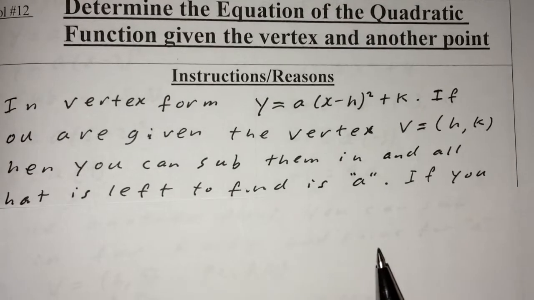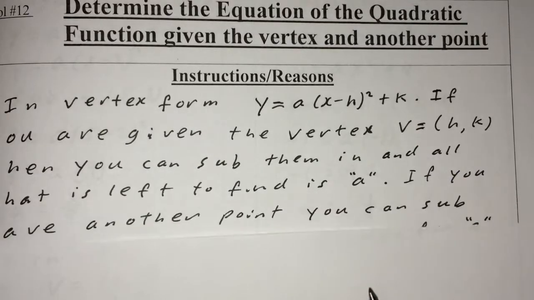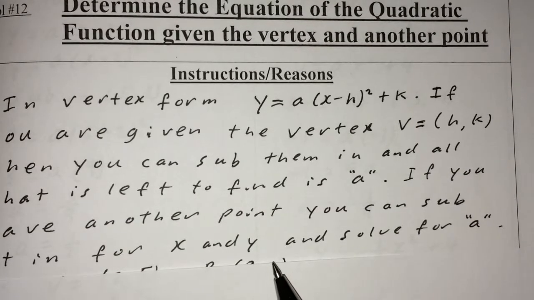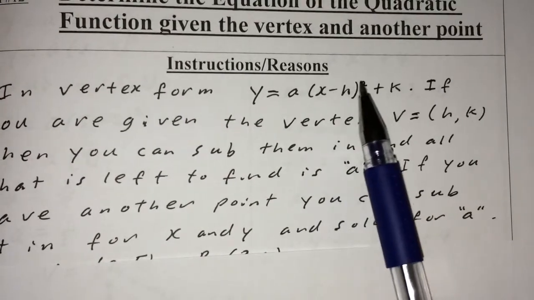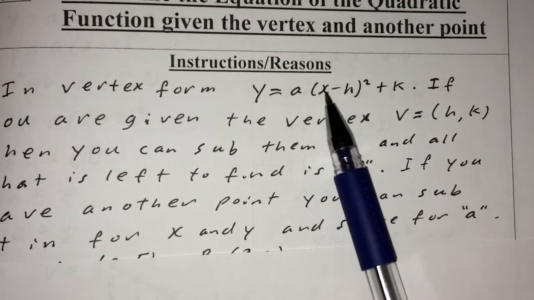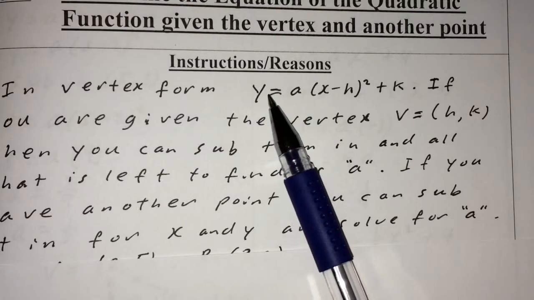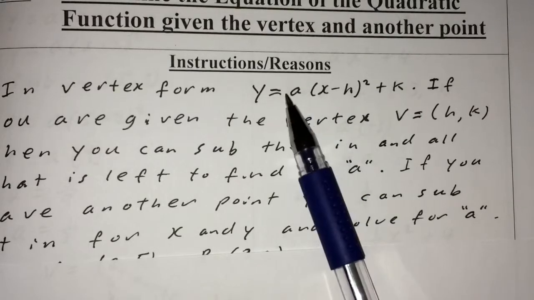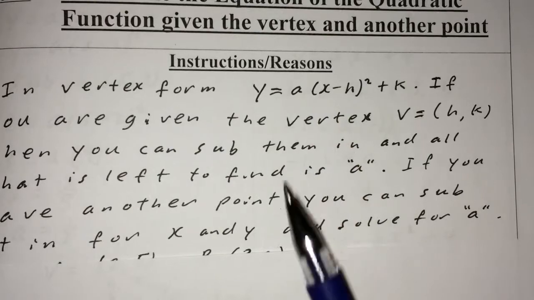Then all you need to do to find a is have another point. If you have another point, you can sub that in for x and y, and then solve for a. If you know h and k and some other point, you can sub in for x and y, because the equation needs to be satisfied for that point, and then the only unknown left is a. So you sub in h and k, sub in x and y from the point, and solve for a.